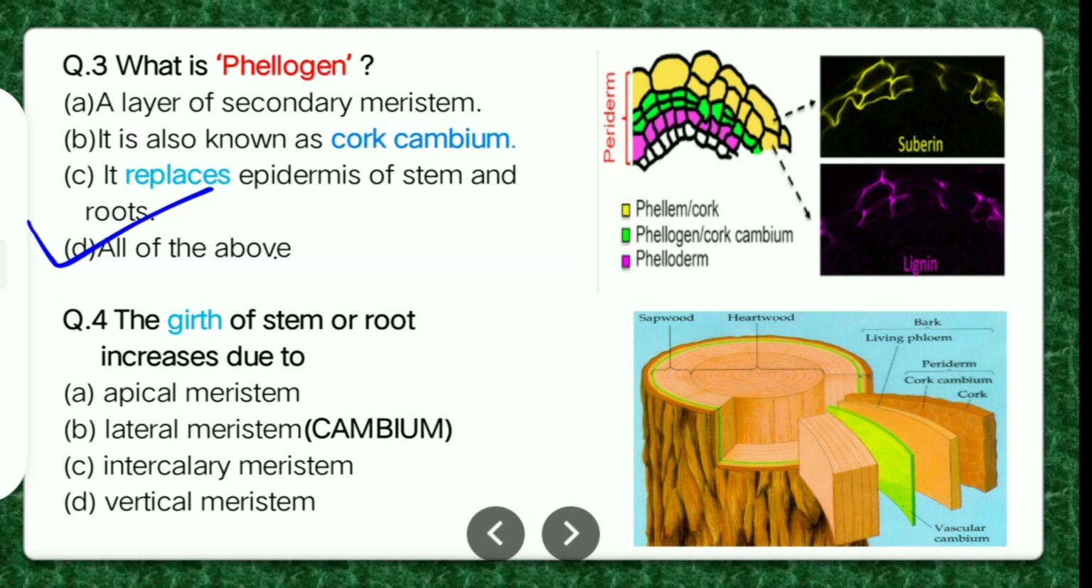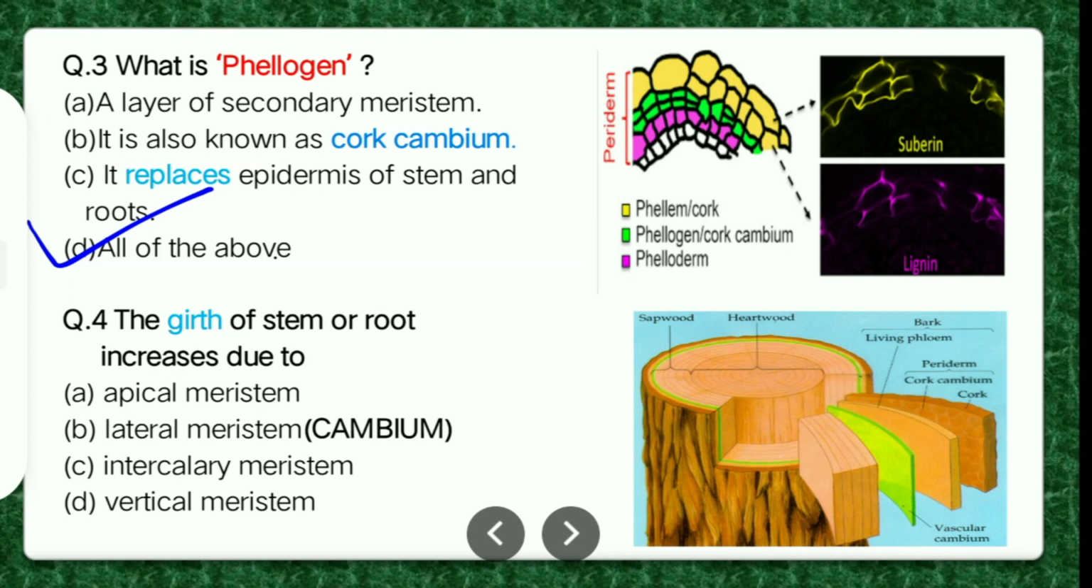Question number 4, the girth of a stem or root increases due to. There are 4 options. Option A, apical meristem. Option B, lateral meristem. Option C, intercalary meristem. And option D, vertical meristem. So the girth, meaning the diameter of stems or root, increases due to the presence of the lateral meristem.